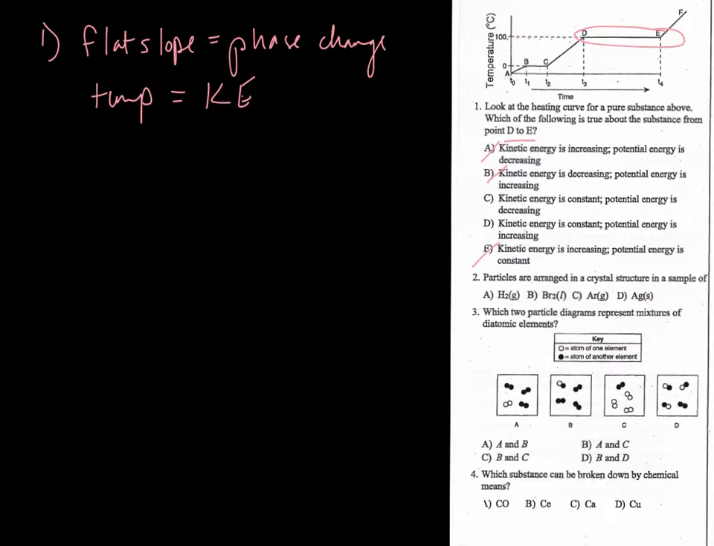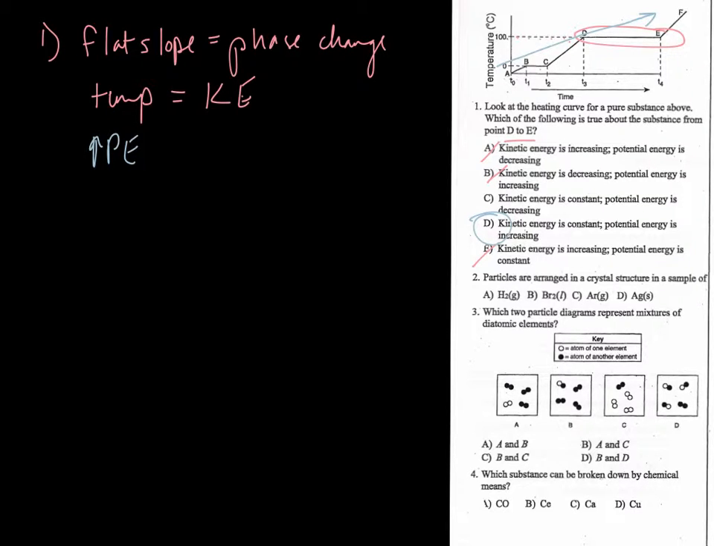Now we're looking at the potential energy. See, we're moving from a liquid to gas. We're moving in this direction. So if you remember from the other video, when we go from solid to liquid to gas, that means we're raising the potential energy. Okay, so that means choice D. So raising the potential energy means we're going from more stable to less stable states.